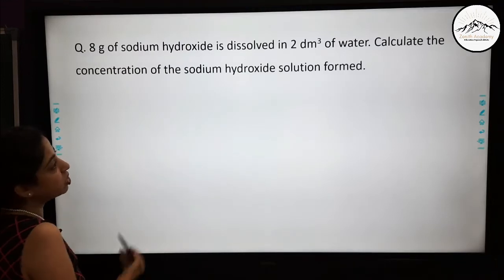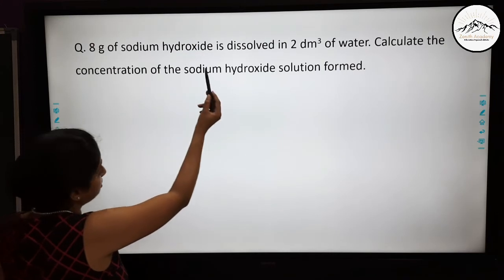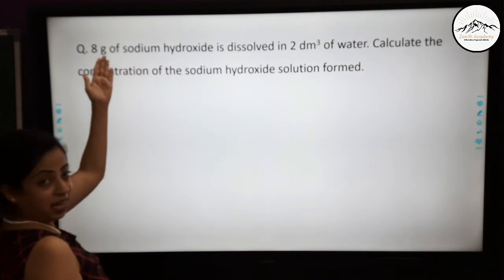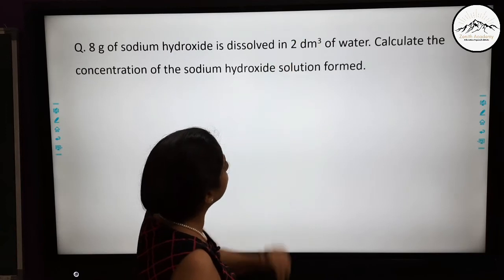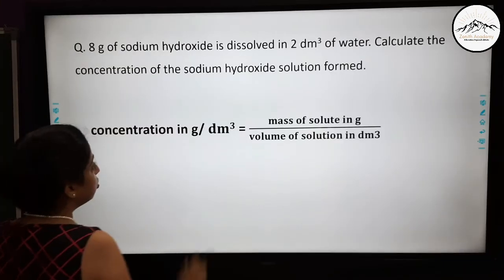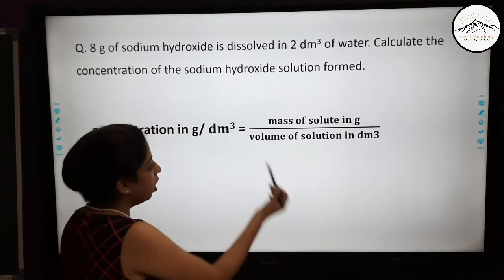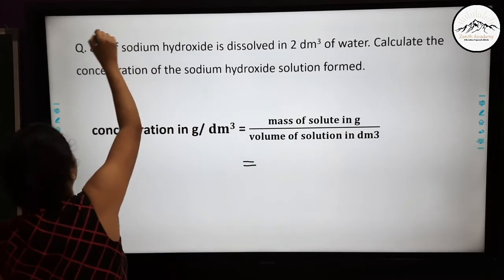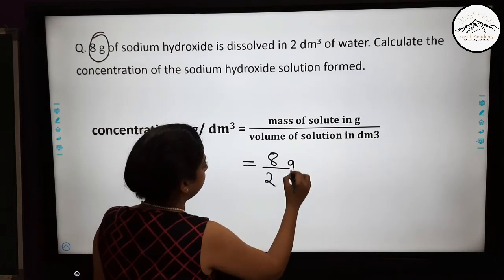Now let us solve this question. 8 gram of sodium hydroxide is dissolved in 2 decimeter cube of water. So the solute is 8 gram and the volume of solution is given as 2 decimeter cube. Calculate the concentration of the sodium hydroxide solution formed. We know the formula: concentration in gram per decimeter cube is mass of the solute in grams upon volume of the solution in decimeter cube. Mass of the solute is 8 grams and volume of the solution is 2 decimeter cube.